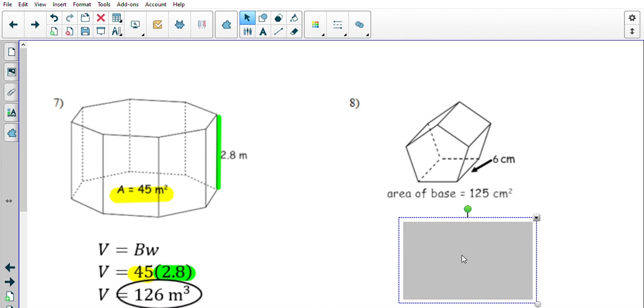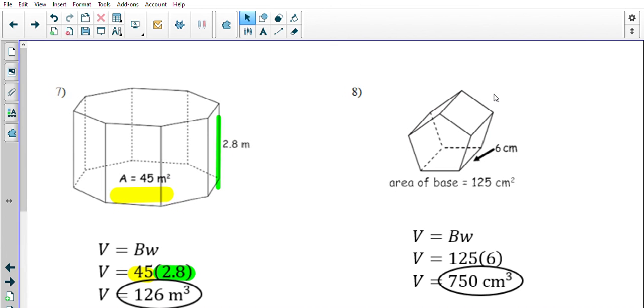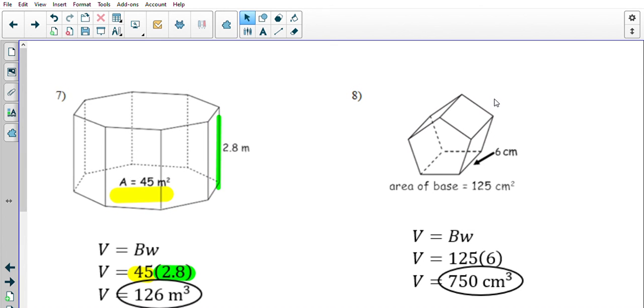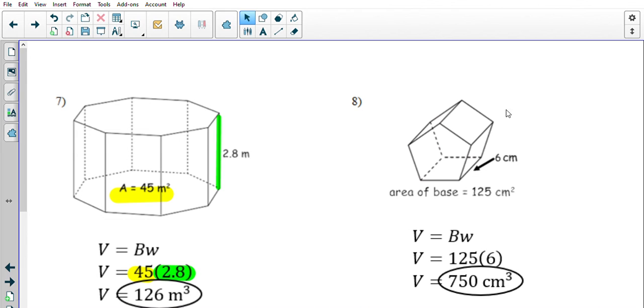Now, number 8, also a polygonal prism. It happens to be a pentagonal prism. Let's fix that there. And it's the same one from your formula sheet. We're going to do area of the base, which in this case happens to be 125, times the width of your prism, which is going to be 6. It's the distance between your two parallel faces, your two pentagons. So we do area of the base 125 times the width, which is 6, to get a volume of 750 centimeters cubed.